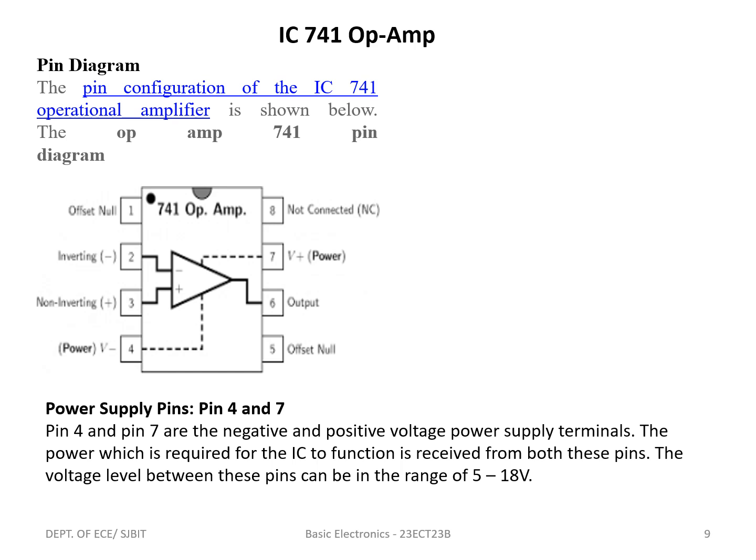This is the pin diagram of an op-amp. The pin configuration of the IC 741 op-amp is shown in the figure below. Pins 4 and 7 are the power supply pins, where pin 4 and pin 7 are the negative and positive voltage power supply terminals. The power which is required for the IC to function is received from both these pins. The voltage between these pins can be in the range of 5 to 18 volts.